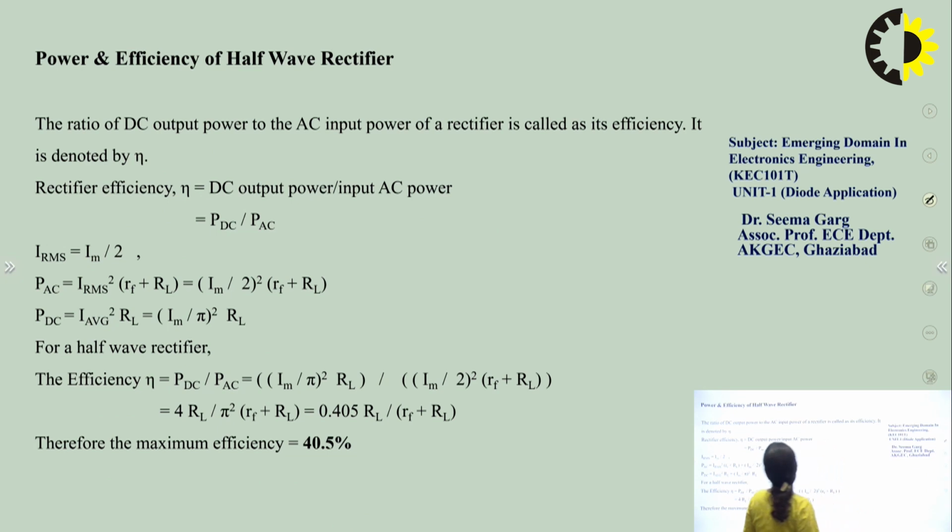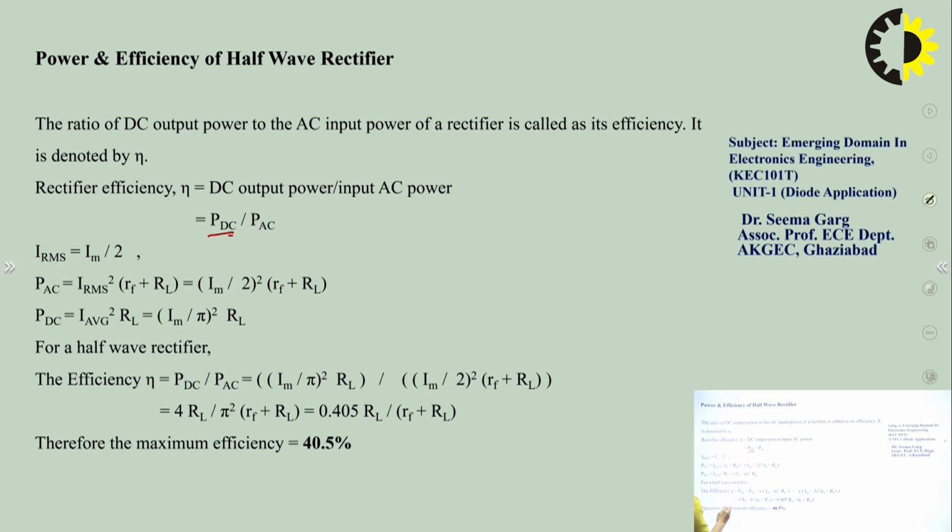1.21. Now, the efficiency is the DC output power divided by the input power, because we are applying the AC input signal and getting a DC output signal. So the ratio of DC output power to the AC input power gives the efficiency.